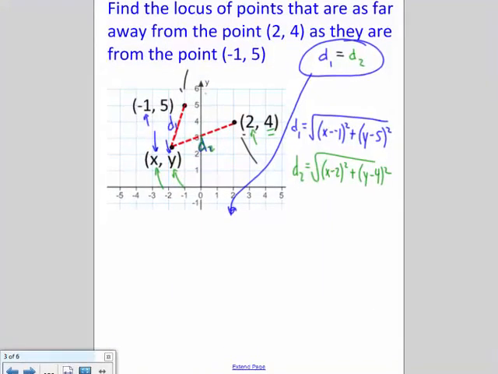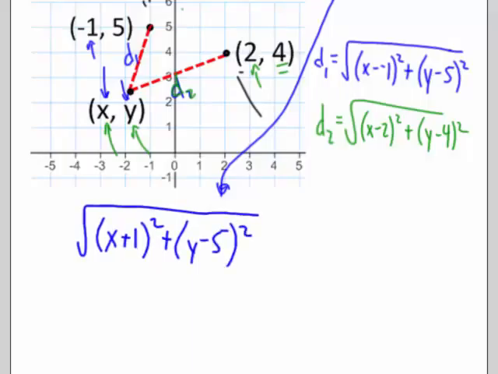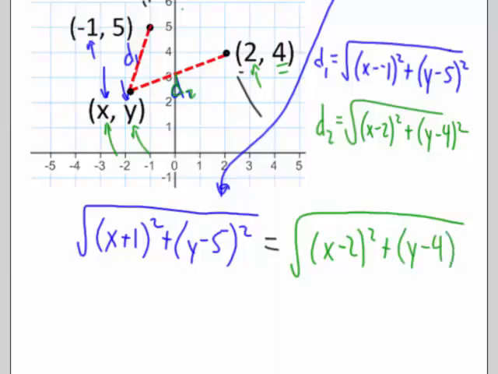So D1 is really what? The square root of (x plus 1) squared plus (y minus 5) squared. And D2 is really the square root of (x minus 2) squared plus (y minus 4) squared. And we want to simplify this down in order to write an equation for a line. So basically, my goal is to solve for y in this case. Well, let's get rid of these square root bars. How would I do that? Oh yeah, square both sides.